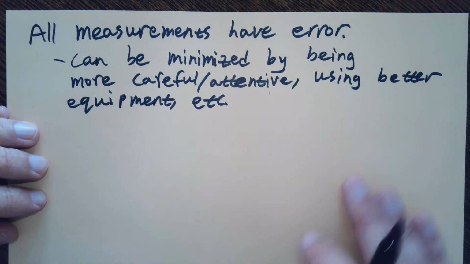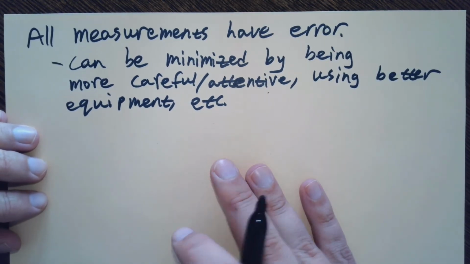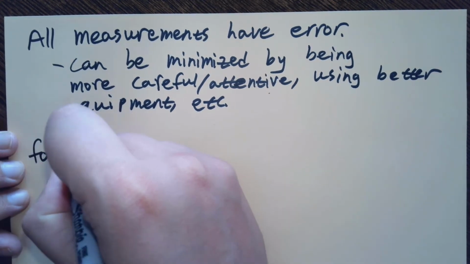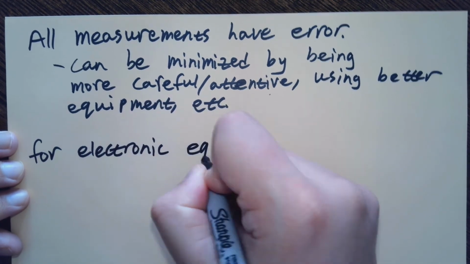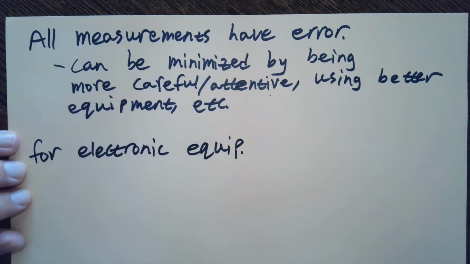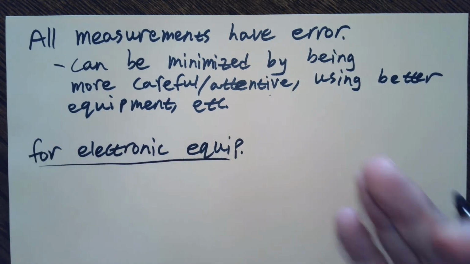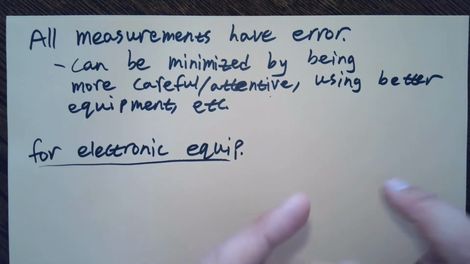Now, how do we know how much error we have in our measurements? Well, for electronic equipment, it's pretty straightforward. You just take that last decimal place, and it's just plus or minus one of those, whatever it reads out to.